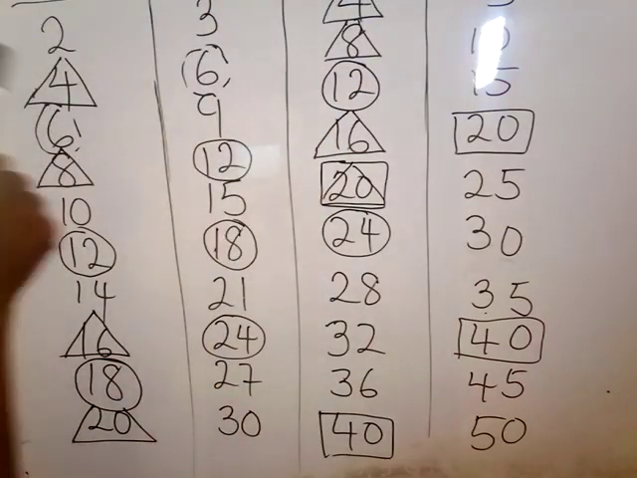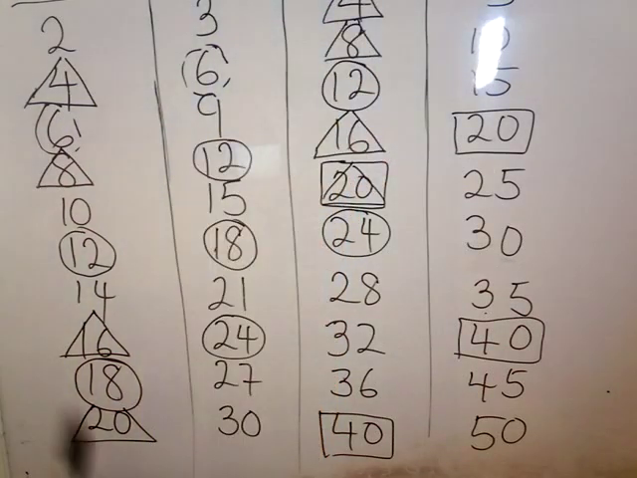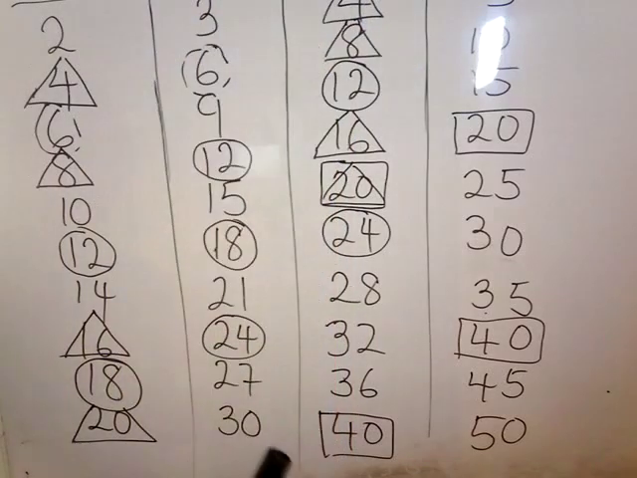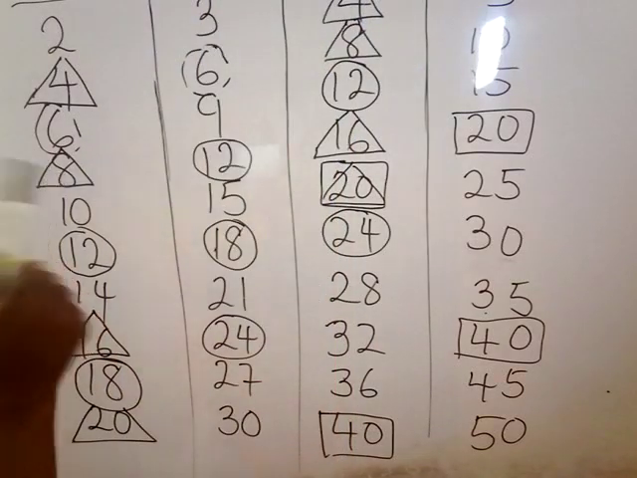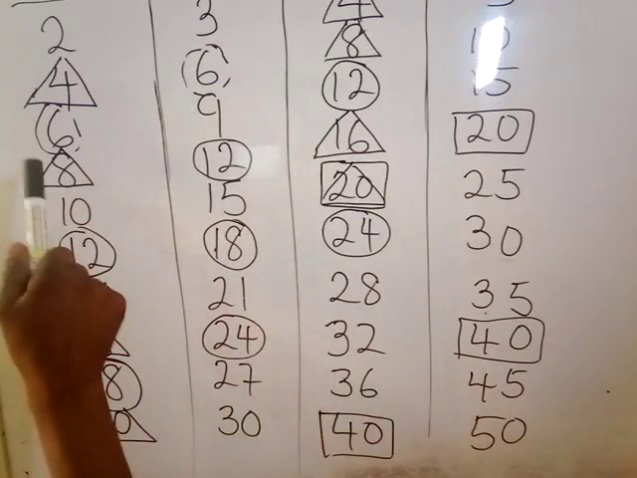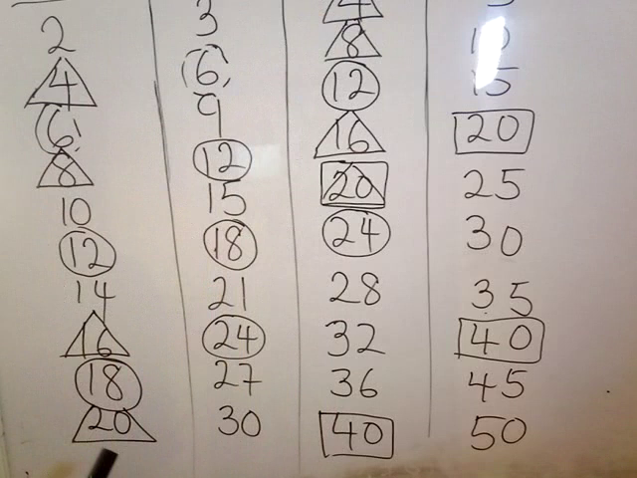For example, we have 4 here under the column of 2 and we have 4 under 4. That means 4 is a common multiple of 2 and 4. Again, we have 8 in the column of 2 and we have 8 in the column of 4. That means that 8 is a common multiple of 2 and 4.